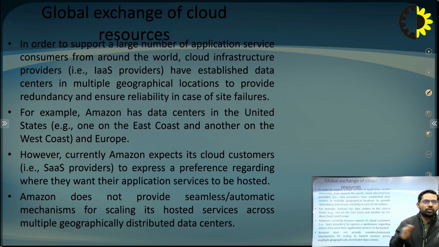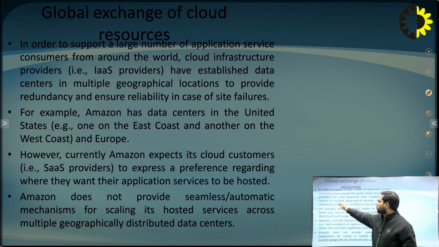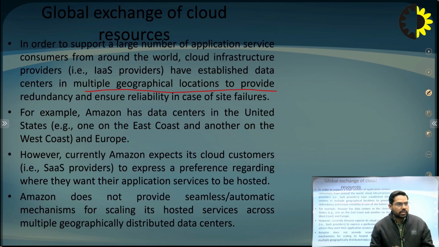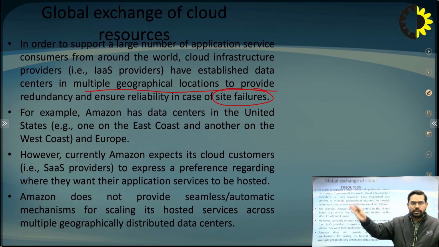Data centers are placed in multiple geographic locations, like India, Russia, and China, to provide redundancy and ensure reliability in case of site failure. If one site fails, for example the Indian site, then we automatically switch to the Russian site, or automatically switch to the USA.